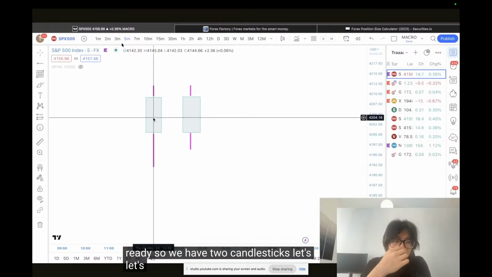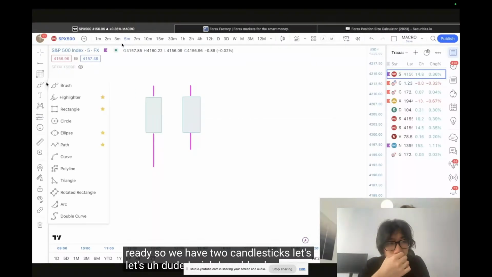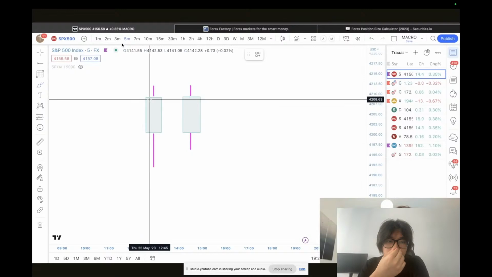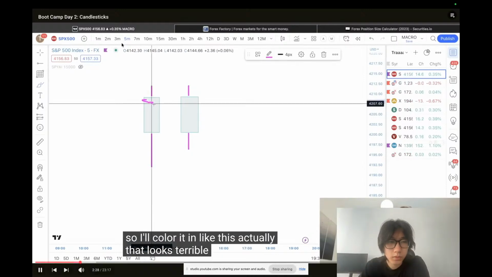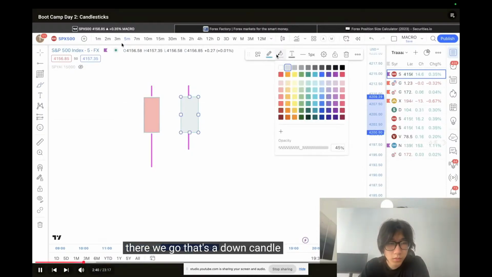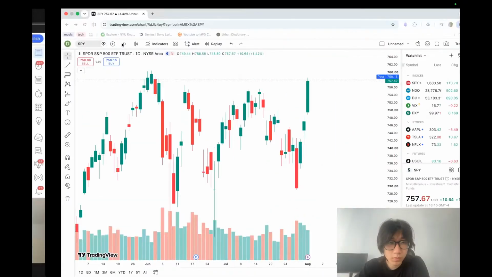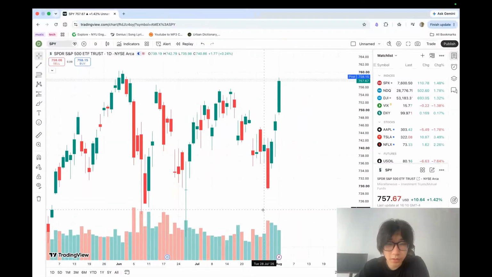Okay, what's the difference? Dude, I wish I could color this thing. Okay, ready? This one is going to represent what these little wicks that they leave behind represent. So first of all, understanding candlesticks.